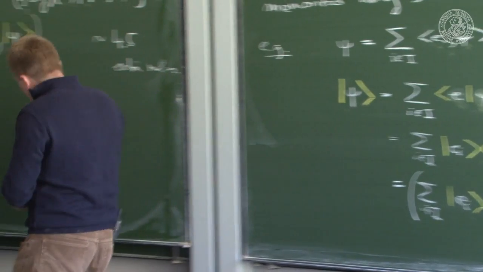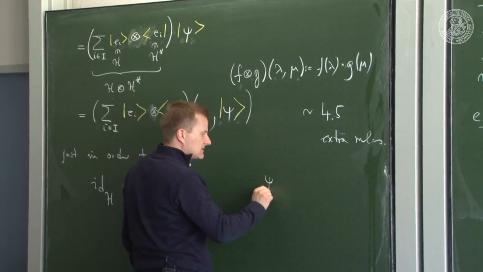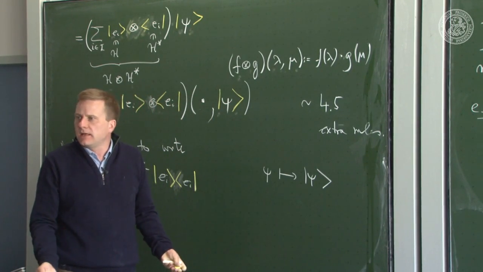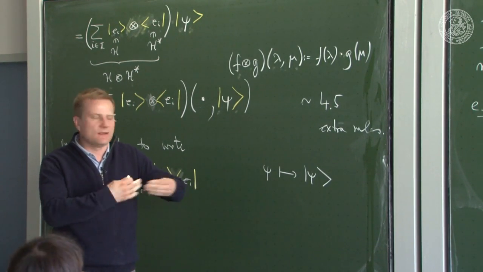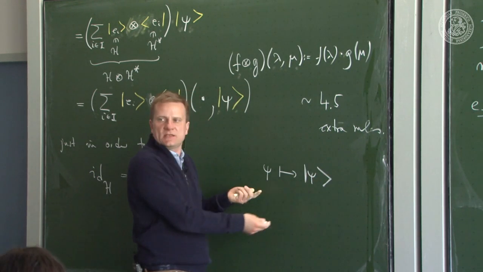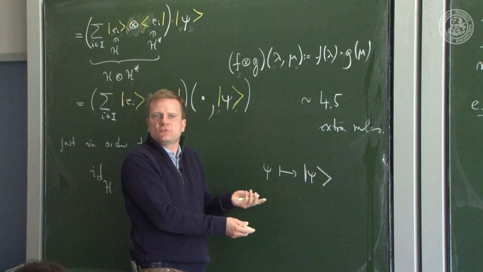And nobody on Earth knows what this map is. Psi goes to ket psi. What is this, right? This is not a map. This is not something that's happening. What's the meaning of this, right? It's just notation. Why would you do that?